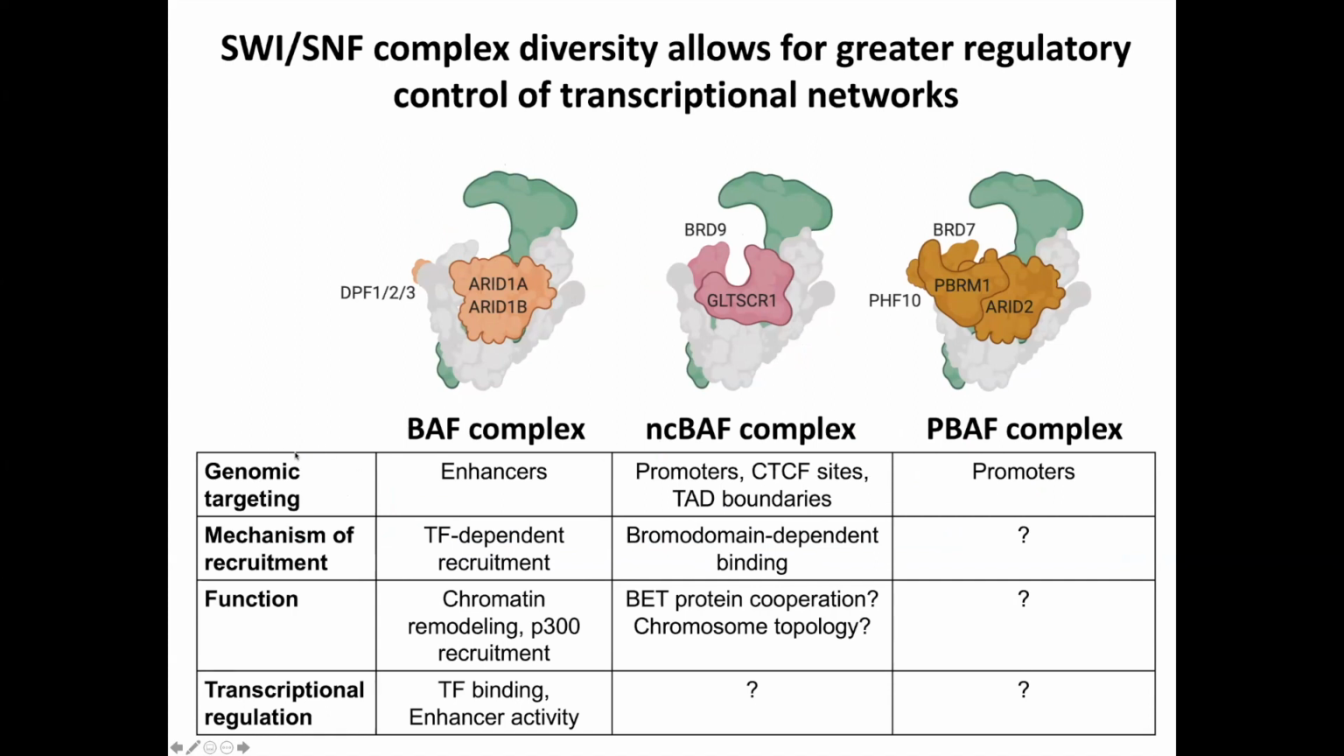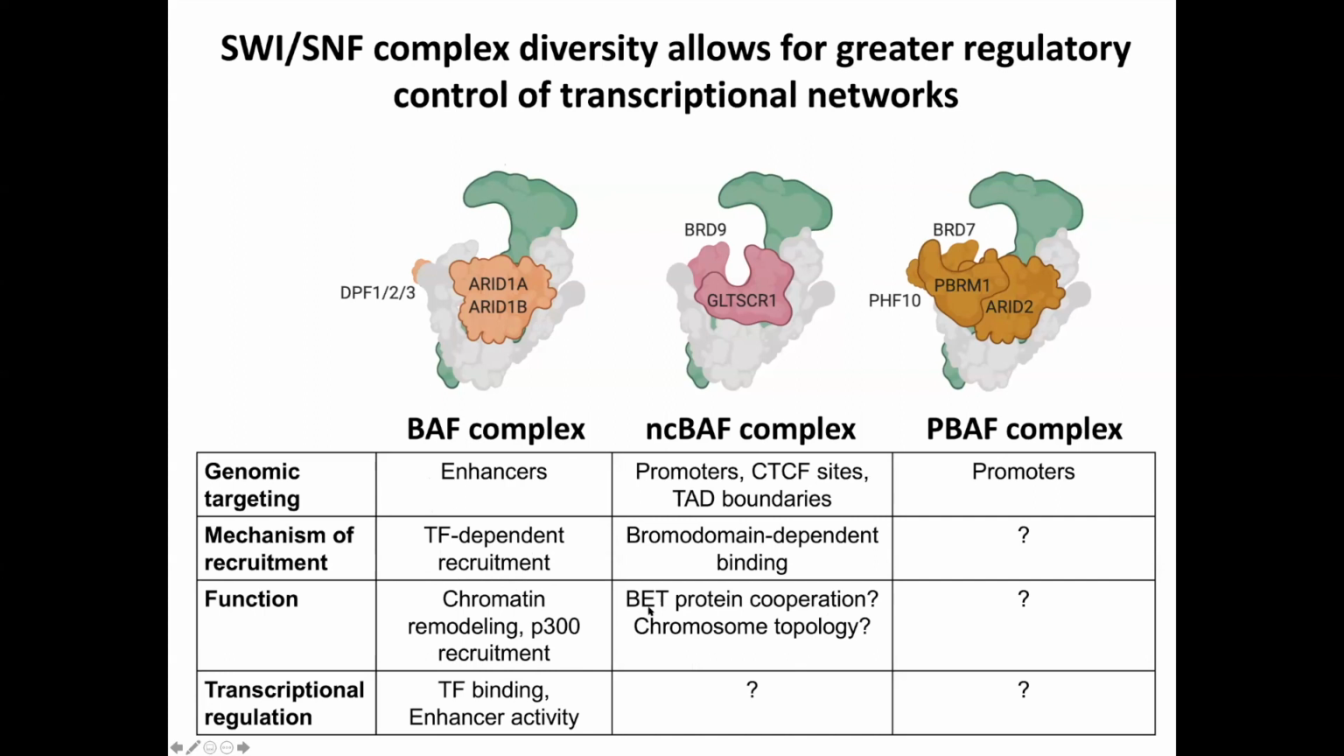So as I mentioned, the genomic targeting, we've observed that this is distinct for both the BAF complex, non-canonical BAF complex, and PBAF complex. We found different mechanisms of recruitment, including both transcription factor dependent recruitment, as well as the contribution of bromodomains. As I mentioned, the role of the canonical complex is in traditional chromatin remodeling and recruitment of P300 to enhancers. In contrast, we see very little action of the NC-BAF complex in generating chromatin accessibility.